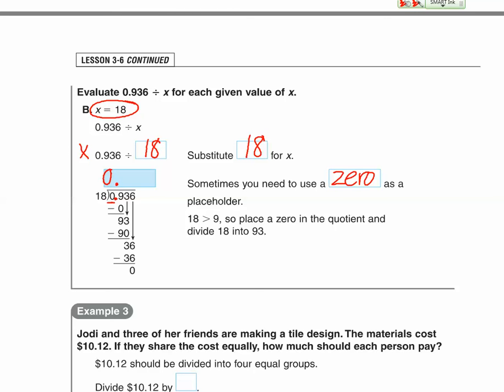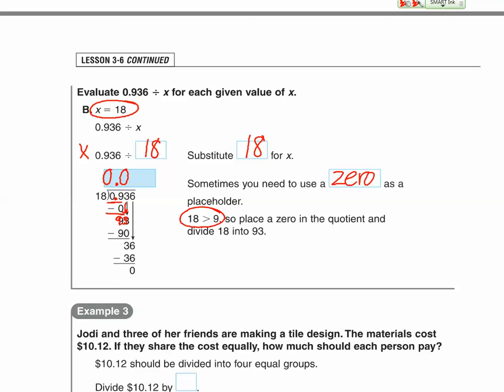And then, does 18 go into 9? No, 18 is bigger than 9, so we're going to say 0 times, there's our placeholder. 0 times 18 is 0. Subtract, get 9, bring down the 3, and start again.